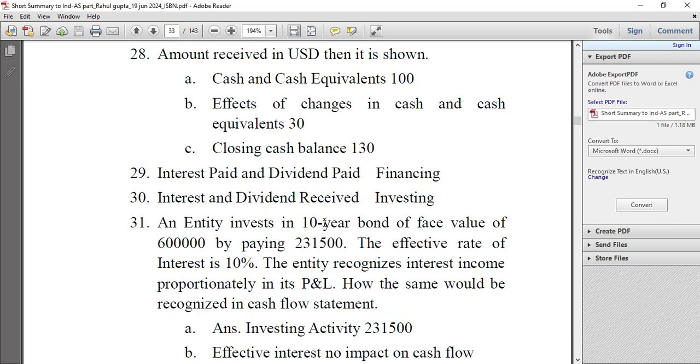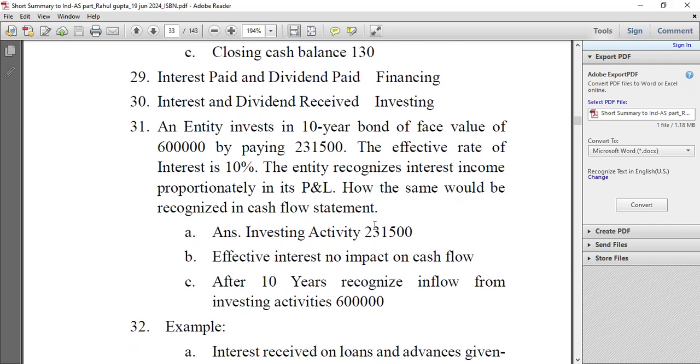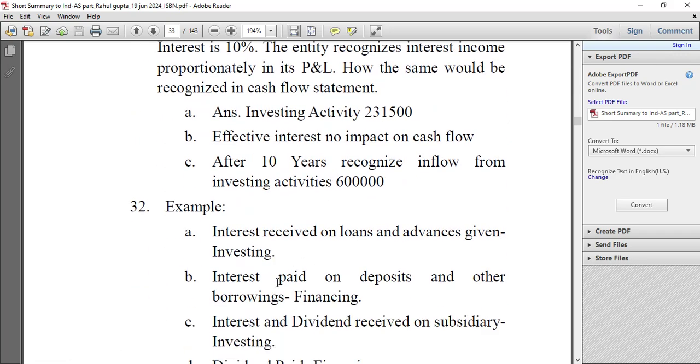An entity invests in a 10-year bond of face value of 6 lakh by paying 231,500. The effective rate of interest is 10%. The entity recognizes interest income proportionately in the P&L. How should the same be recognized in the cash flow statement? Investing activities of rupees 231,500. Effective interest has no impact on cash flow. After 10 years, recognize the inflow from investing activities as 6 lakhs.